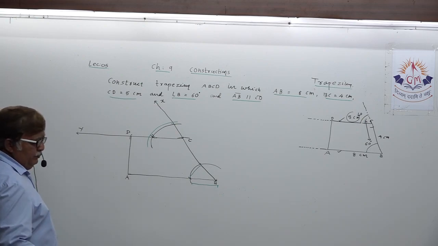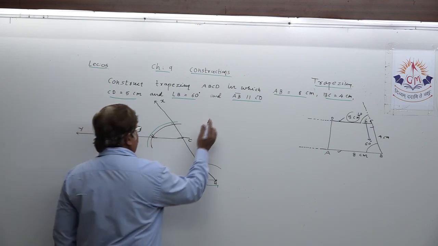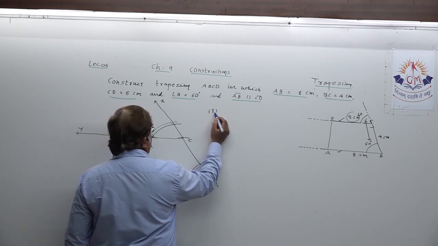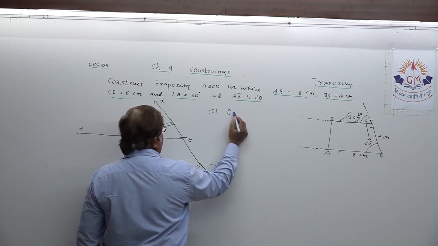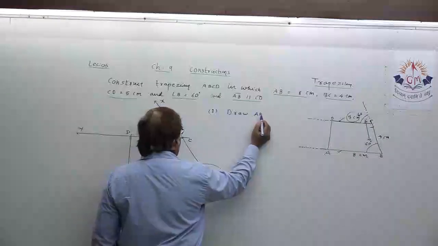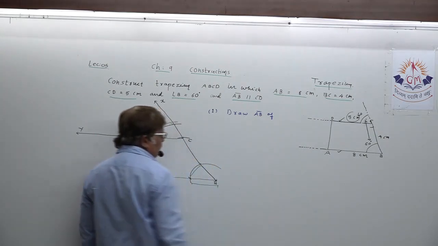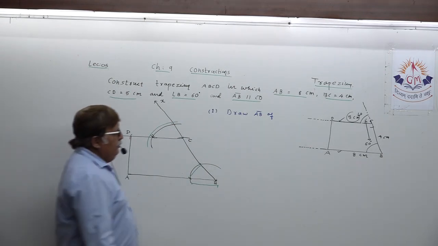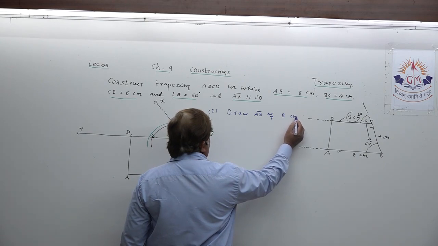Let us write the steps of construction. First step, simple. Draw line segment AB of 8 centimeter.